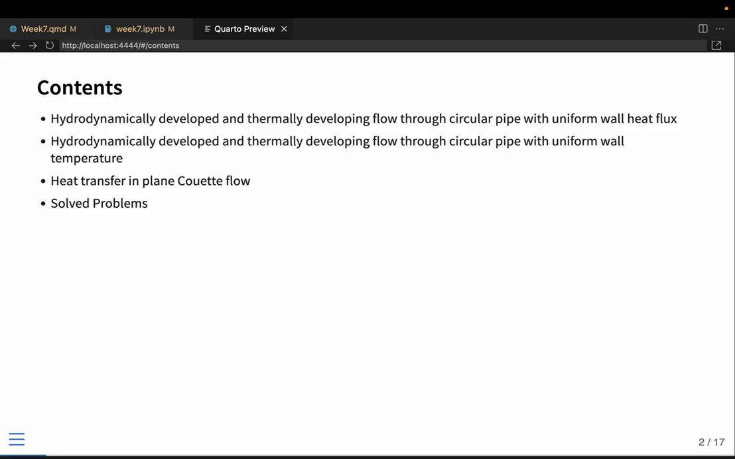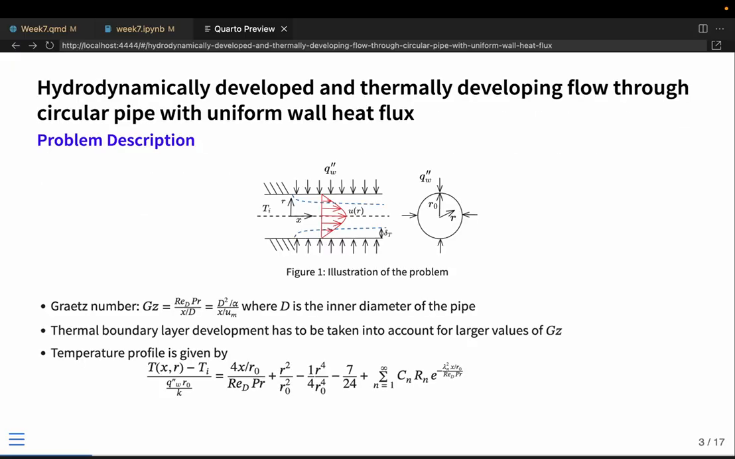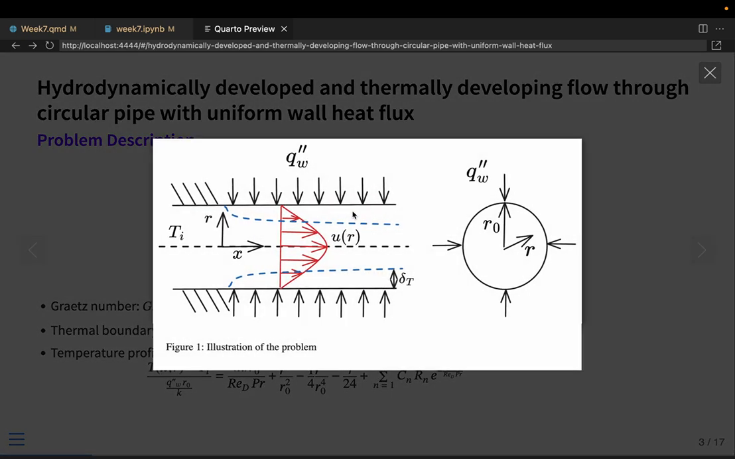Okay, we'll get started. Just to give a quick summary of the problem we are trying to solve: we have a circular pipe with uniform wall heat flux from all sides, and it is a hydrodynamically developed flow, so the parabolic profile is already established. But delta T is much less than R naught, so the thermal boundary layer has not been fully developed. Under these conditions, what would happen is what we are trying to understand now.